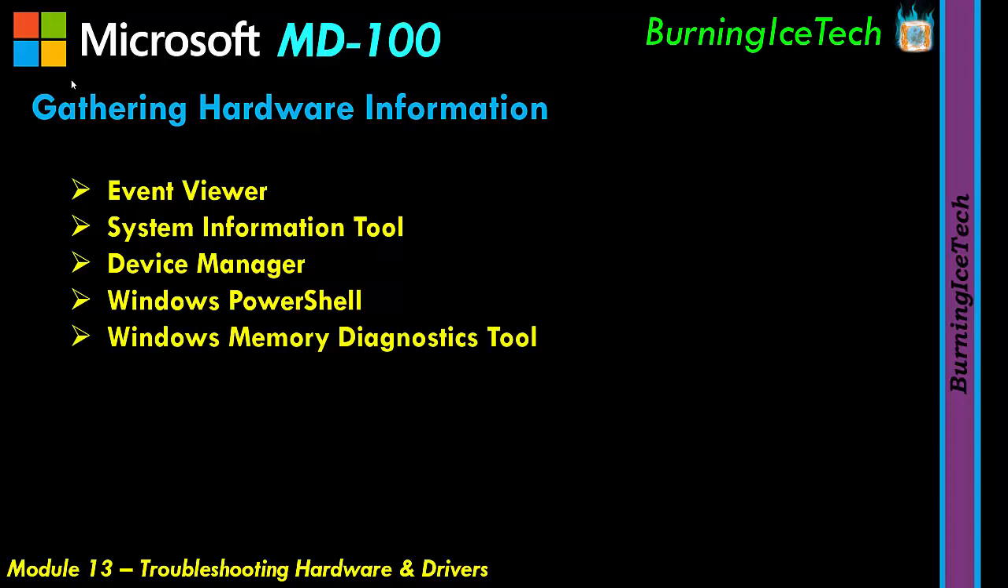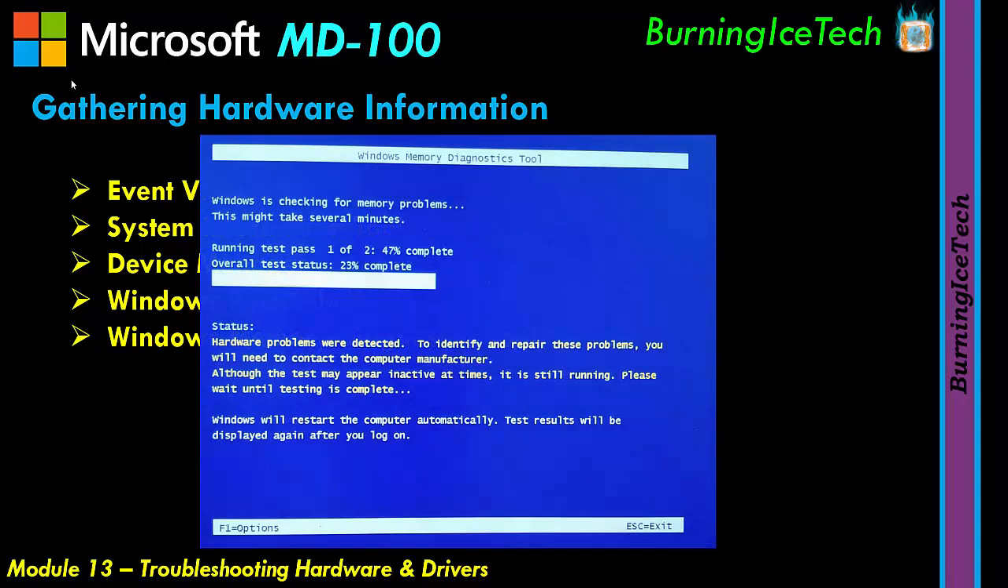Lastly, you can use the Windows Memory Diagnostics tool. Now, this is unfortunately more for memory, like the name suggests, but nonetheless, it is a hardware information tool. It's going to give information about hardware. In this case, it's about a specific kind of hardware, but still, it's information about hardware, hence why it's on this list.